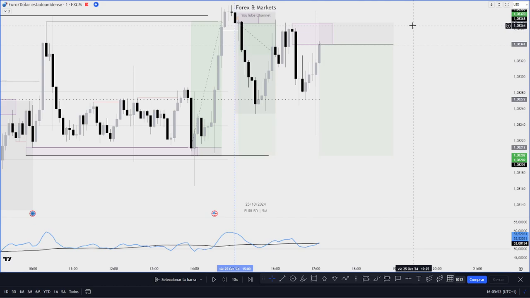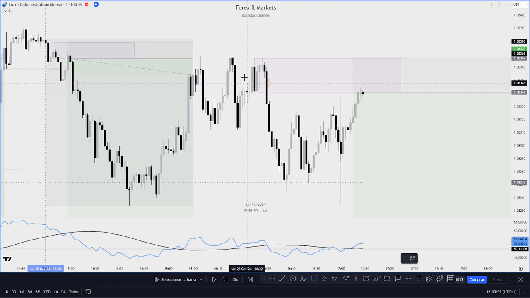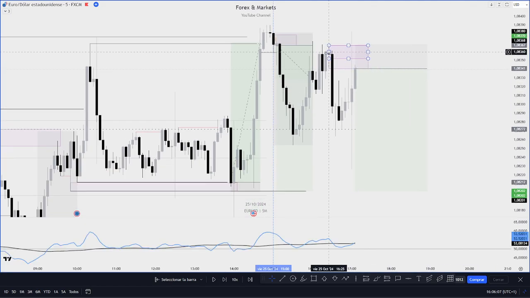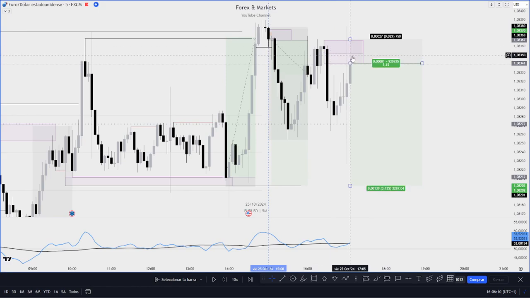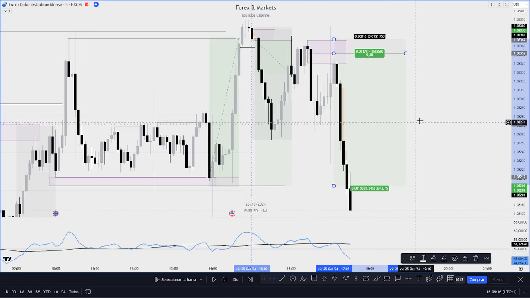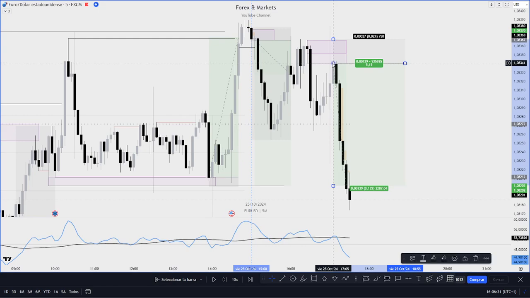Okay, maybe we could go on the M1 to check if we could refine this POI, and we could take something like this. Okay, but of course you will be lowering your probabilities of getting tagged in here. The ratio of course would be greater, but as you can see it never tapped the M1 POI. So I recommend that when your MAs look like this, you try to get into the trade rather than trying to get a higher ratio.